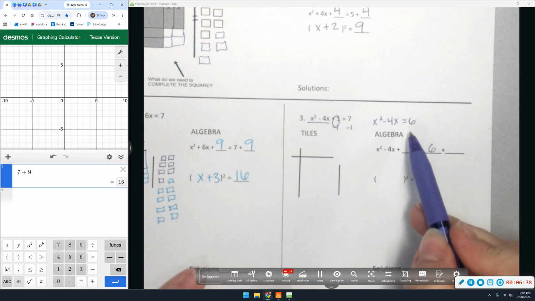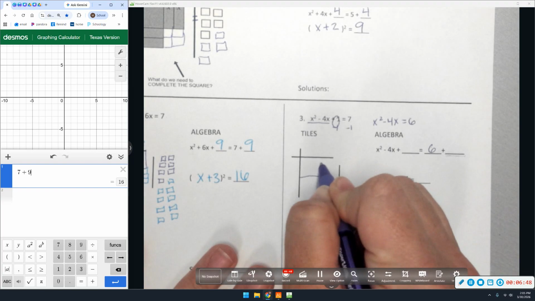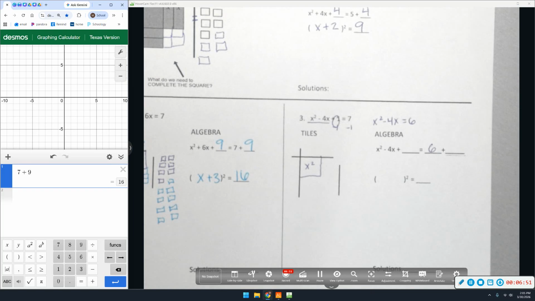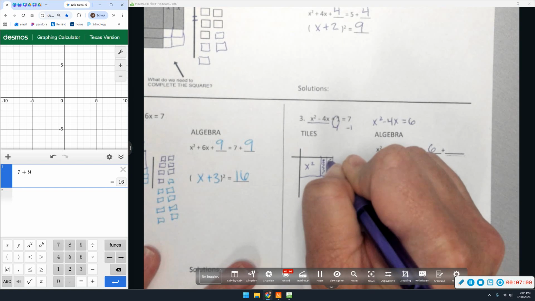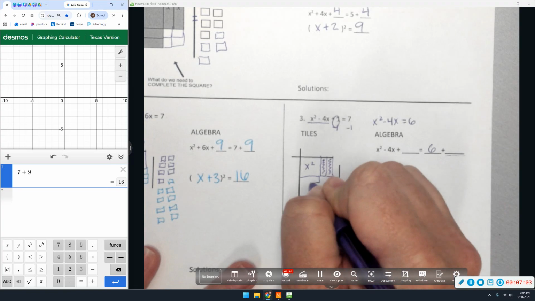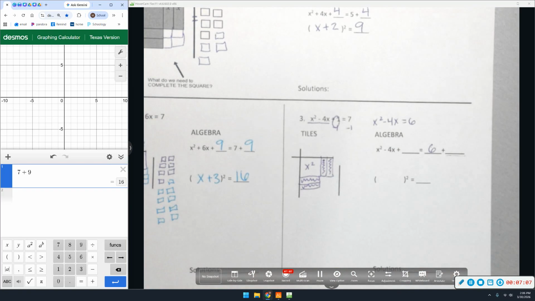So then we're always going to kind of rewrite it with these blanks, which will make more sense when we get to the back. But right now with tiles, it's a little different. So I'm going to draw my x squared. And then how many x's on each side? Yeah, -2. So I'm going to have 1, and I'm just going to kind of shade it. 2, 1, 2. And then on the right side, I have 6, 1.